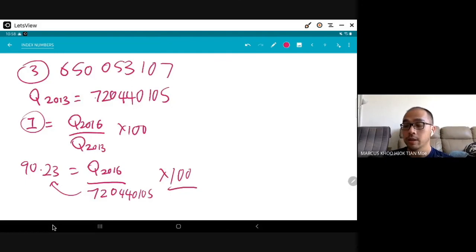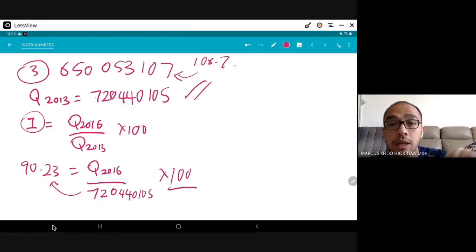Oh dear, so panjang the number. 23 times 720440105 divided by 100, you'll get 650,053,10. Oh, okay. So she, Jingwei, she rounded. This is actually 106.7, right? She rounded it to 107. Okay, good. Good job. All right. So for today, that's it.